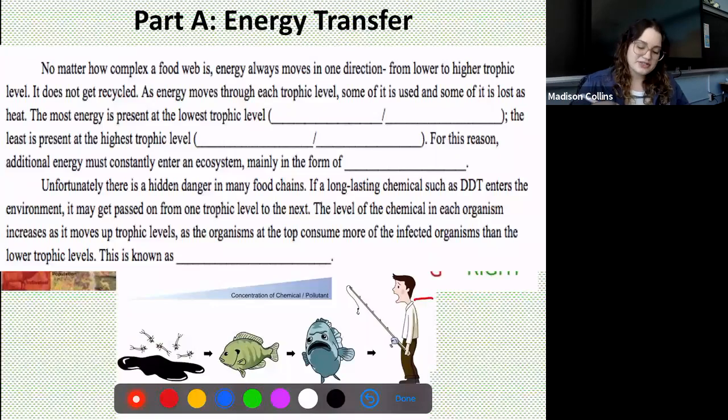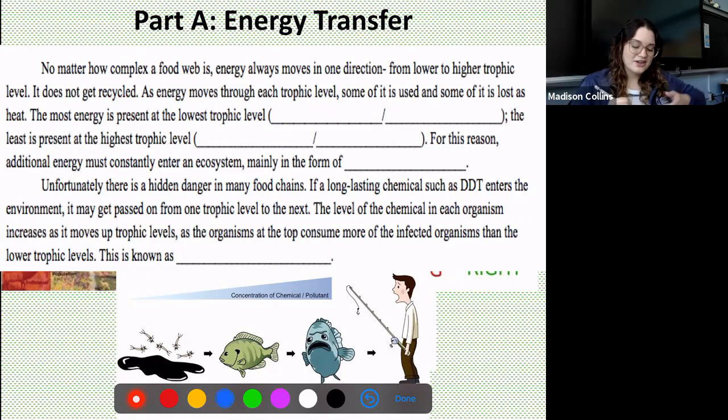The first thing we're going to do today is read through this part A called energy transfer. And as we read through this, I want you guys to underline anything you think is important and fill in the blanks as we go along.